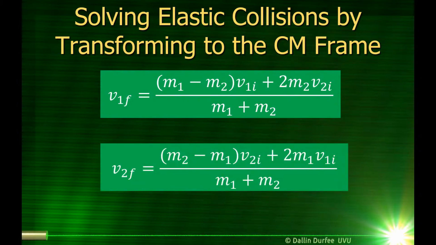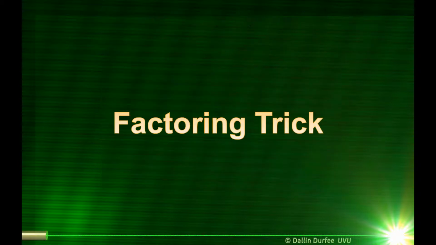And then once again, by symmetry or by doing the transformation in the algebra, we get our equation for the final velocity of particle 2. So this is the same thing we got before. We've done it two different ways.